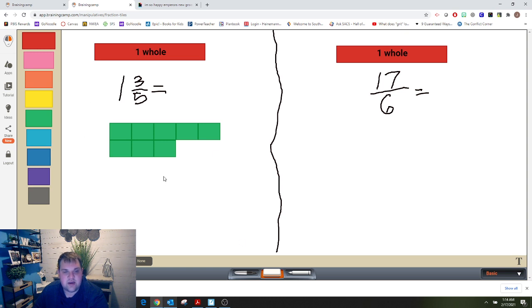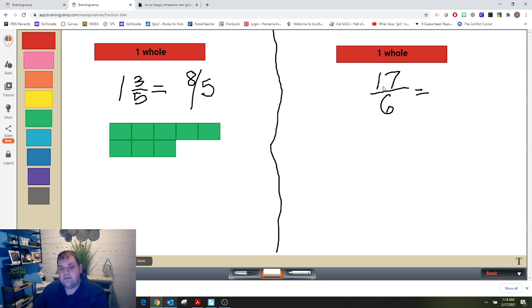Okay, here's my picture. Now to find the improper fraction, I need to count the total amount of pieces. 1, 2, 3, 4, 5, 6, 7, 8 pieces. That means my numerator is 8. And my denominator is 1, 2, 3, 4, 5 because there's 5 pieces in one whole. You should have gotten 8/5 for that one.